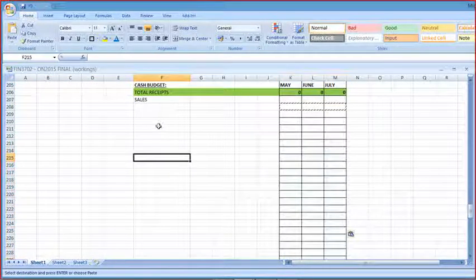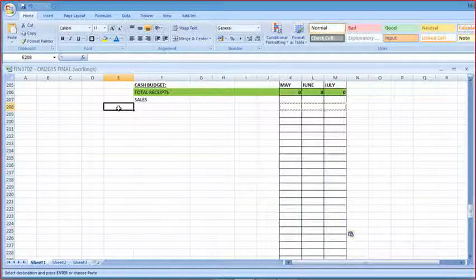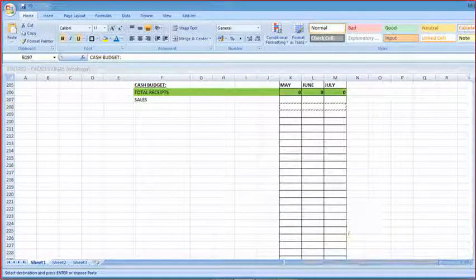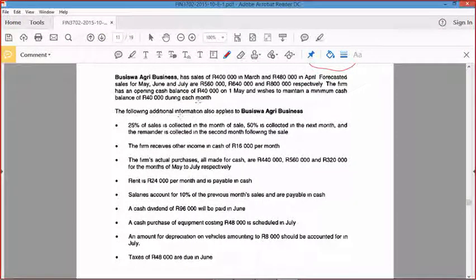Okay, so that's the scenario. Then I've got sales. The question spoke about sales, so we need to go back and read that. They said right at the beginning, forecasted sales for May, June, July are this, and that. The firm has an opening balance of 40 on the 1st of May and wishes to maintain a balance of 40 during each month. That's important because that's the cash flow. This business wants 40,000 every month on hand in case they need it for operations.